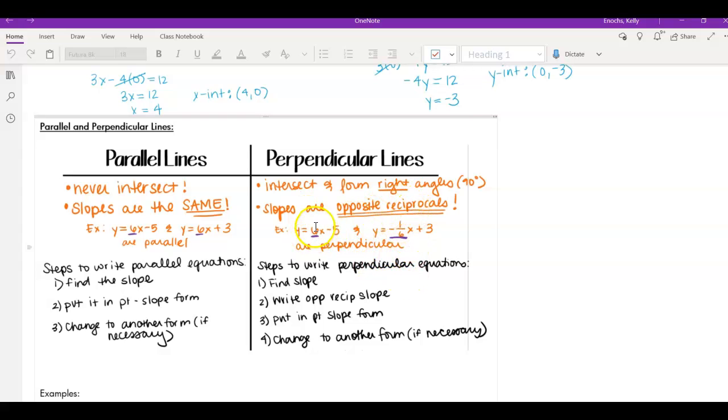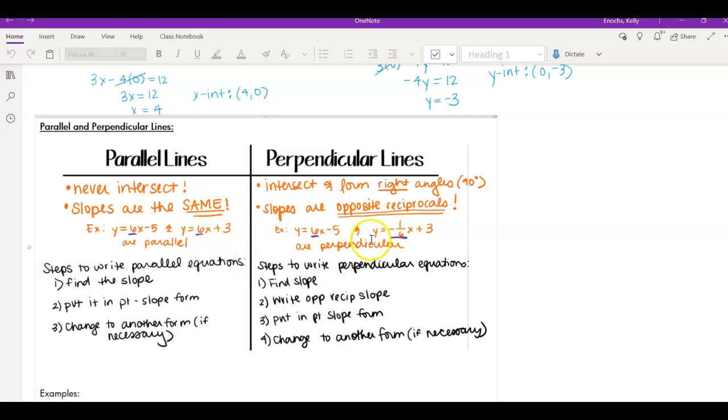So you'll notice right here my perpendicular slopes. If I have a 6, then the flipped version of that will be 1/6. This 6 is positive, so this is going to be negative 1/6.